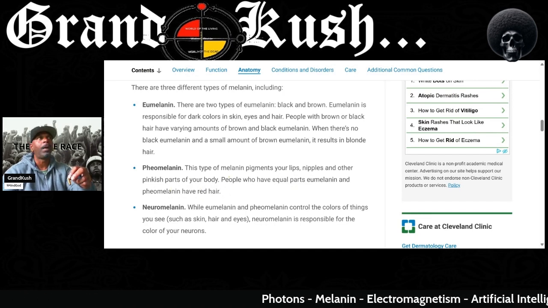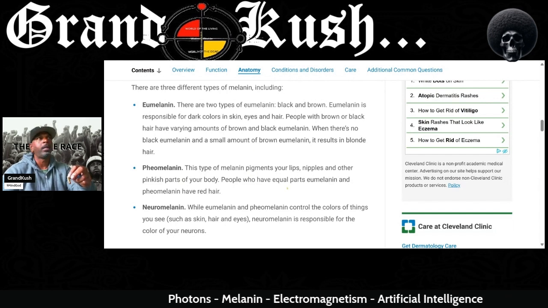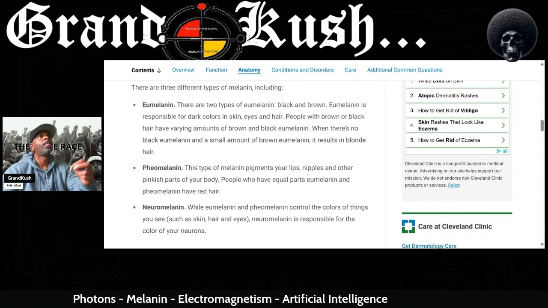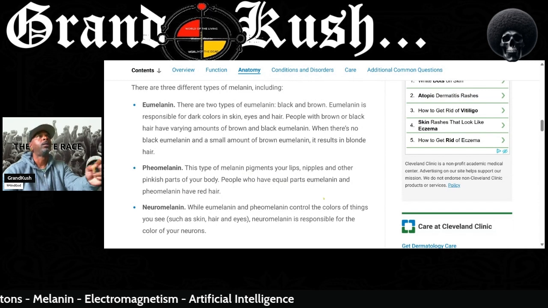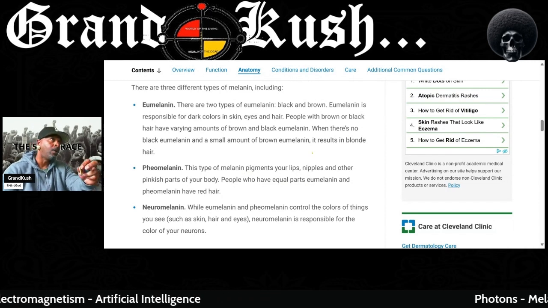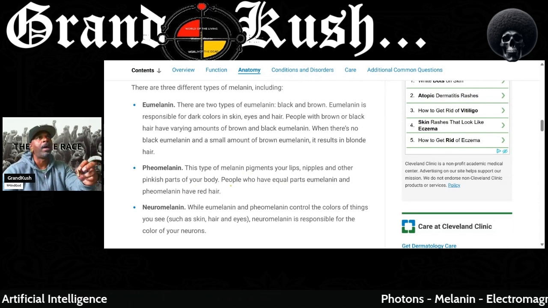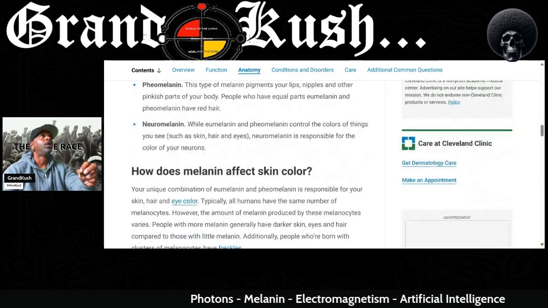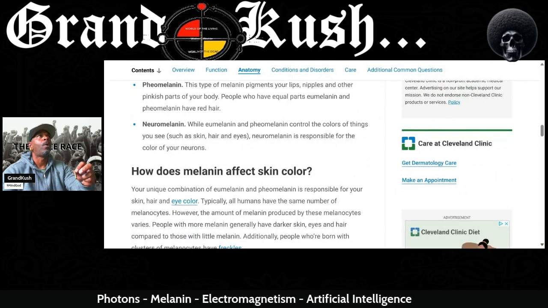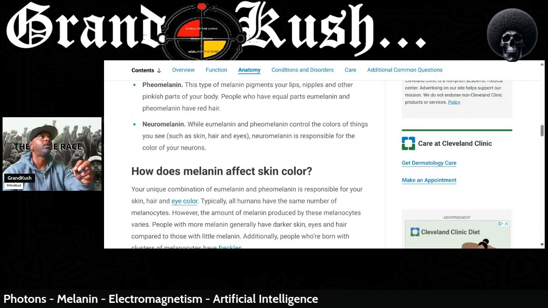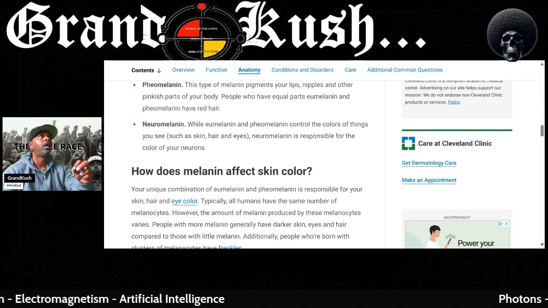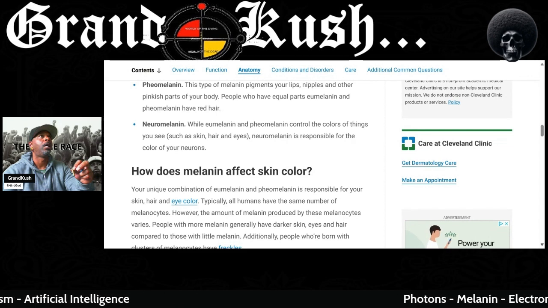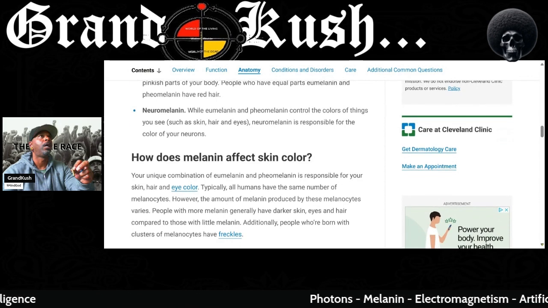So pinkish comes along with pheomelanin. What would you call white people, right? More people inclined to white and things of that nature. Pheomelanin, you got to understand the activities. We're going to go over the activities. Neuromelanin: while eumelanin and pheomelanin control the colors of the things you see, skin, hair, and eyes, neuromelanin is responsible for the color of your neurons.